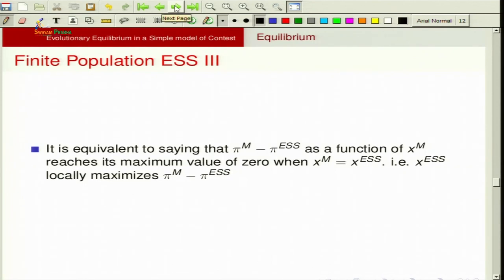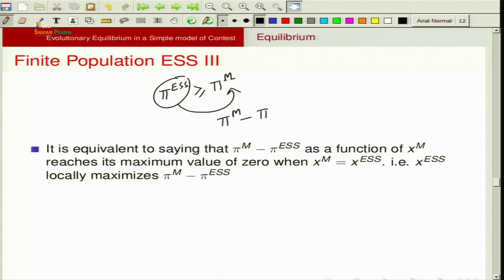Fine. Now, another important thing, as I already told: for a strategy to be an ESS, evolutionarily stable, the payoff of the ESS player, as we did in the last slide, should be greater than or equal to the payoff of the mutant. Then we say that this strategy is ESS. Okay. If I take this to the right hand side, the same equation we can write as pi m minus pi ESS should be less than or equal to 0.